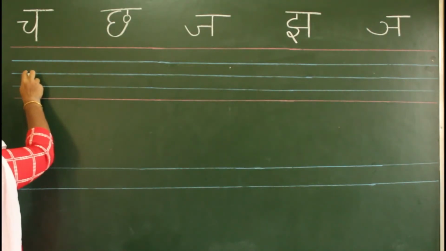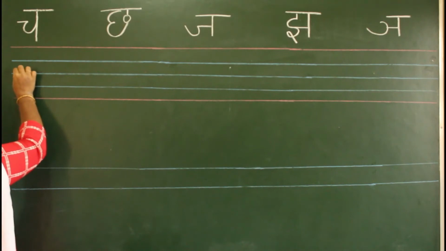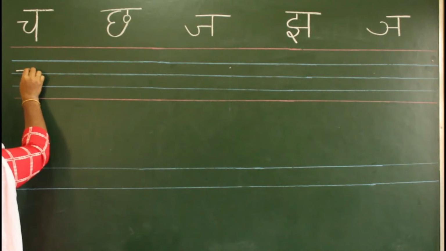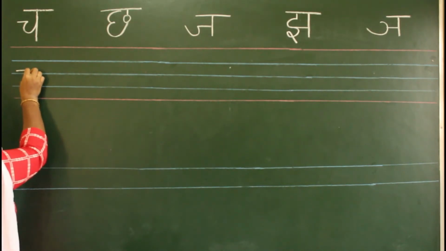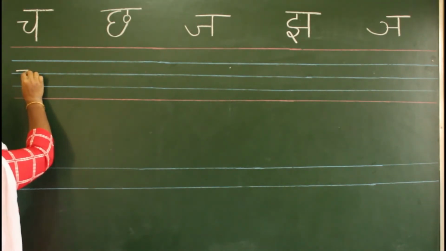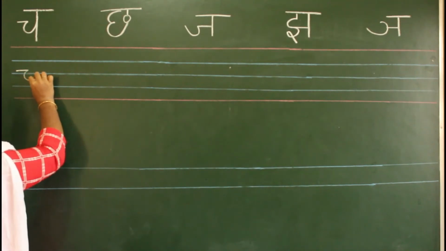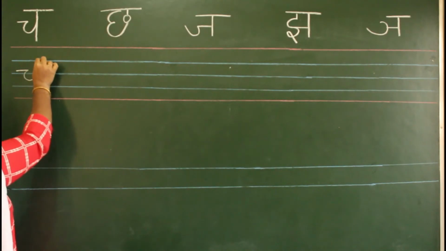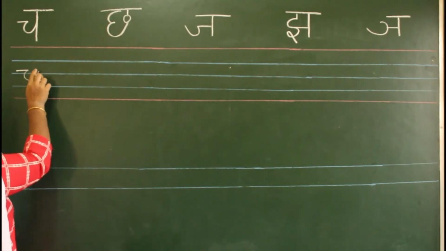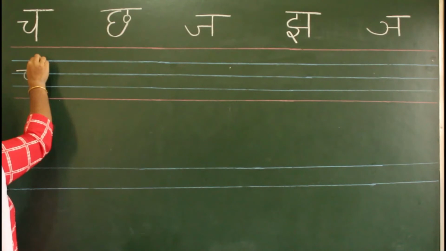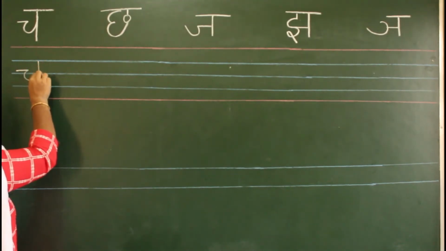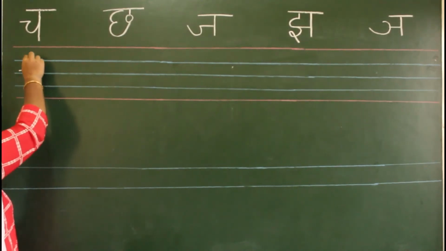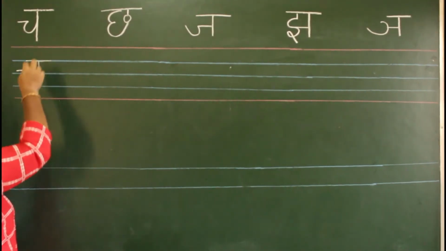Just above the third blue line, draw a sleeping line. Then from the end of the sleeping line, draw a curve like this. Then from the top, touching this curve, draw a standing line. Then on the top, draw a sleeping line.